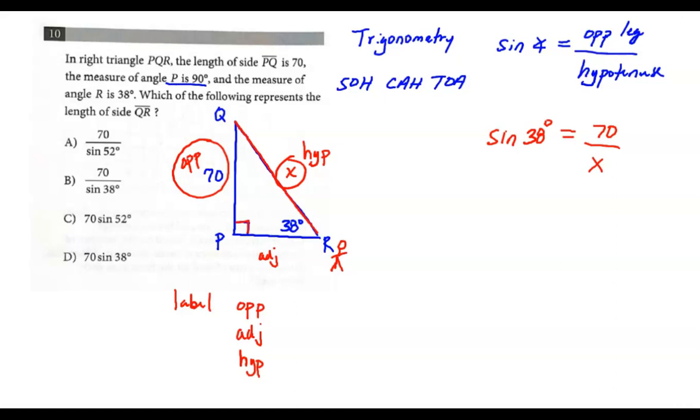The easiest way I think to solve this would be to put a 1 underneath here and then cross multiply. So I'm going to cross multiply. 1 times 70 is 70. X times the sine of 38.